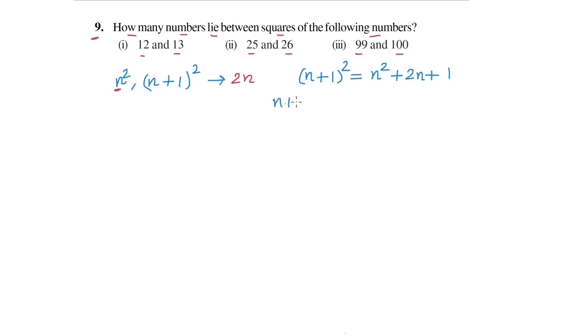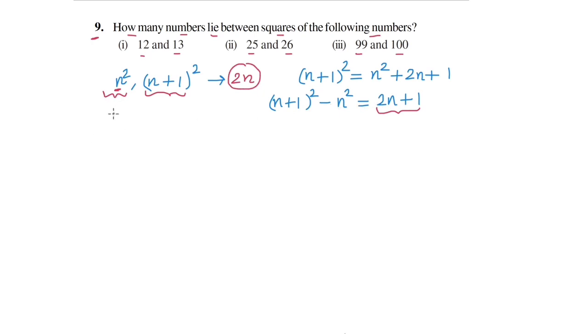Now, if you find the difference between n plus 1 whole square and n square, then what will we get? 2n plus 1, as the negative n square and the positive n square get cancelled. Clear? And hence the total numbers that lie between two consecutive squares will be 2n, one less than their difference.